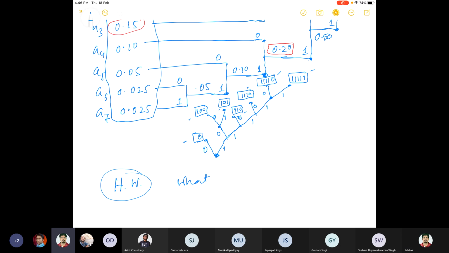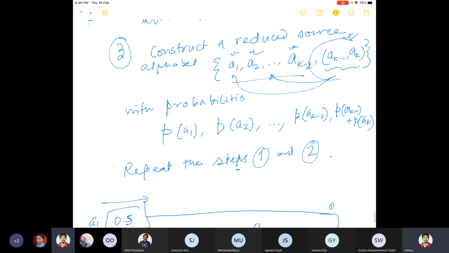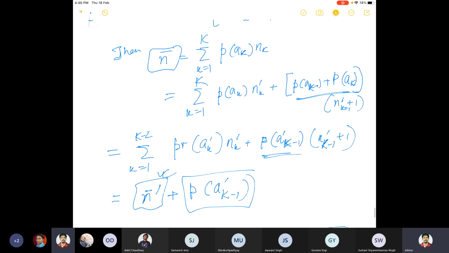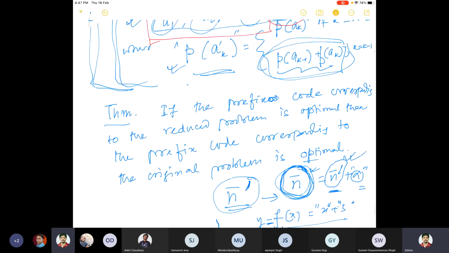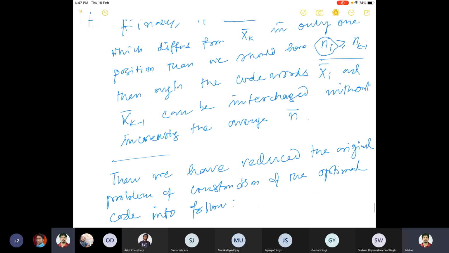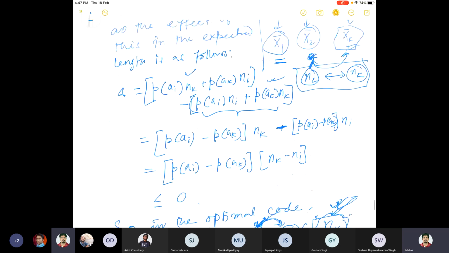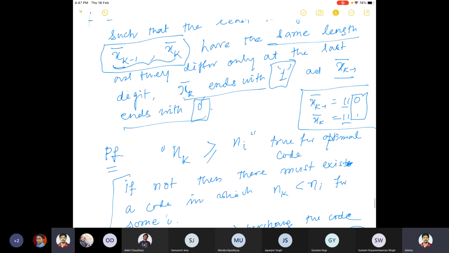Why will I not do it? Because I already said in this theorem that the least probable symbol will have the last digit 1. So xk ends with 1 and xk minus 1 ends with 0. That's the property of the optimal code. It is already proved. But you can interchange that and see what will happen. This is a nice question.